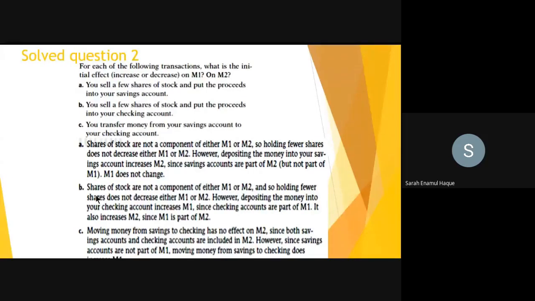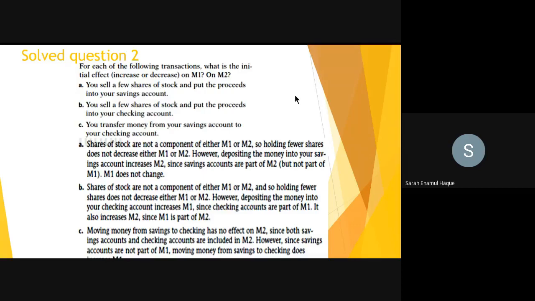Question number 2, solve question 2. For each of the following transactions, what is the initial effect on M1 and M2? So what you have to do is, you have to look at the three given options here, and you have to say what is the effect on M1 and effect on M2. So let's look at the first one. You sell a few shares of stock and put the proceeds into your savings account. So stock, basically share, okay, you have some share, suppose, and you sell them and you put whatever money you get into your savings account.